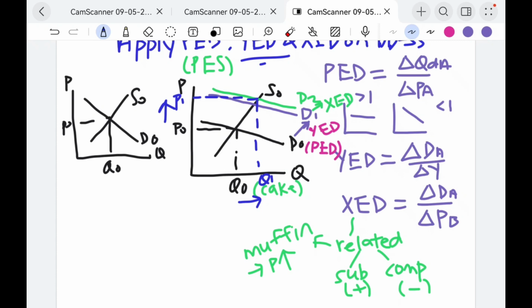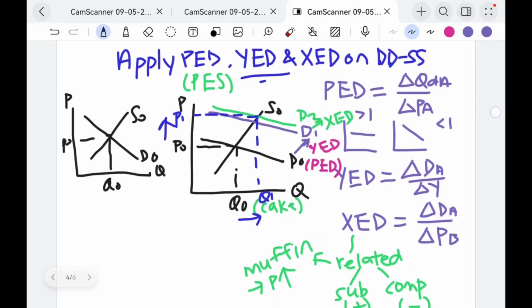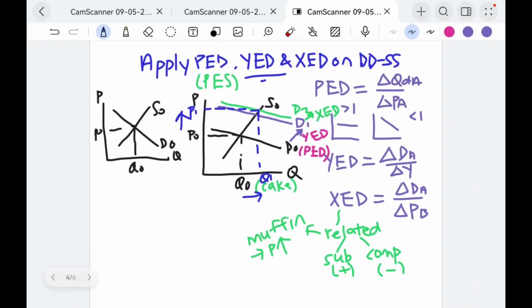This is what you need minimally for a 10 mark essay, because you imagine a 10 mark is not enough to just write demand supply factors. Your elasticity, where applicable, do talk about it. Okay, so this is the end of the elasticity application on demand supply curve.